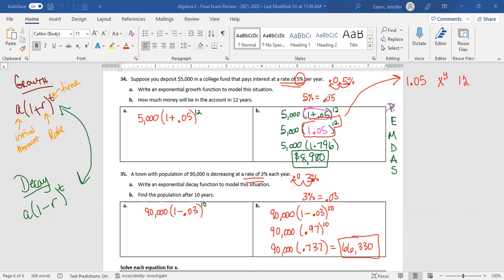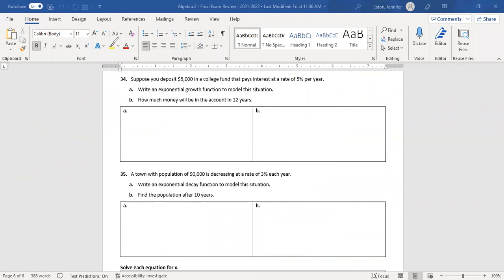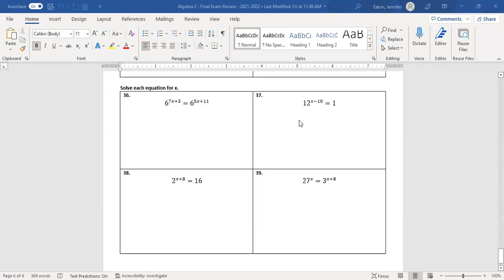All right, so I'm going to go ahead and clear that out, and we're going to move on to our exponential equations. We like solving for x when it's in the exponent. So number 36. Now, these are my last 4 problems here. We have 6 to the 7x plus 3 equaling 6 to the 5x plus 11. When your bases, the bases are the ones that hold the exponents, when those bases are the same, you simply set the exponents equal to each other. So 7x plus 3 equaling 5x plus 11, and we solve.